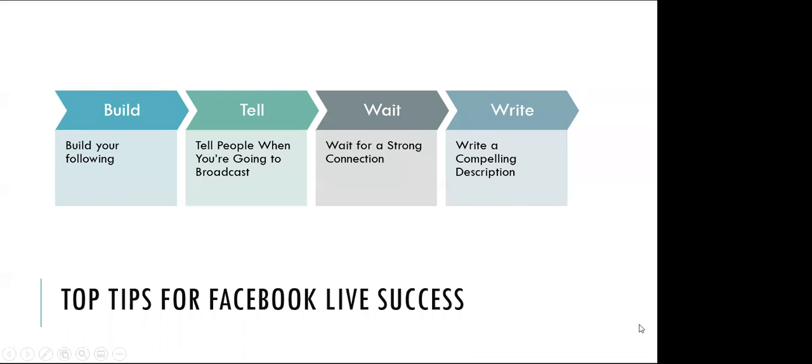So top tips are: build your following, tell people when you're going to go live, and wait for that strong connection. Don't go live if you don't have a strong connection, unless you've told people that you're going live. Then you're going to have to figure out a way to get that strong connection. Also write a compelling description. Think about it when you add that title: is this something that's going to convert people to take an action and join me?